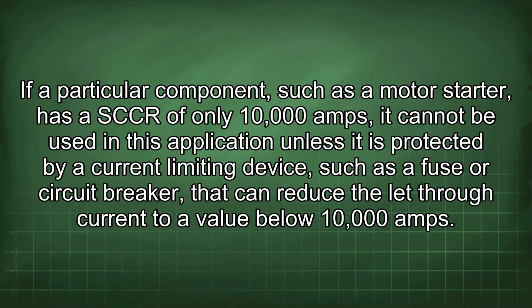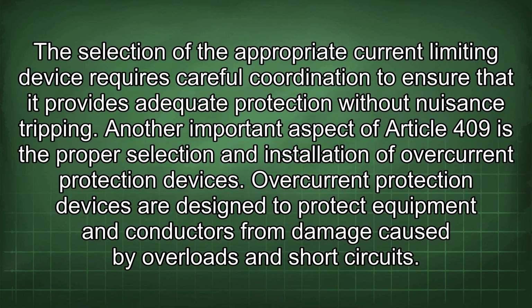If a particular component, such as a motor starter, has a SCCR of only 10,000 amps, it cannot be used in this application unless it is protected by a current limiting device, such as a fuse or circuit breaker, that can reduce the let-through current to a value below 10,000 amps. The selection of the appropriate current limiting device requires careful coordination to ensure that it provides adequate protection without nuisance tripping.